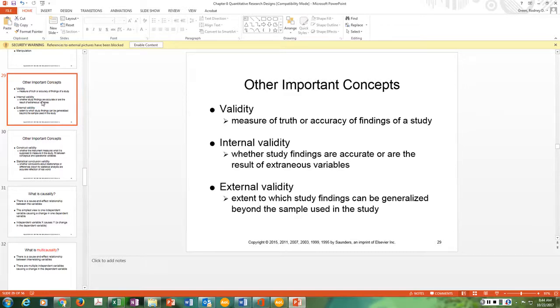Other important concepts: validity. Validity refers to the measure of truth or accuracy of findings of a study. Internal validity determines whether the study findings are accurate or are the result of extraneous variables. And external validity, the extent to which the study findings can be generalized beyond the sample used in the study.